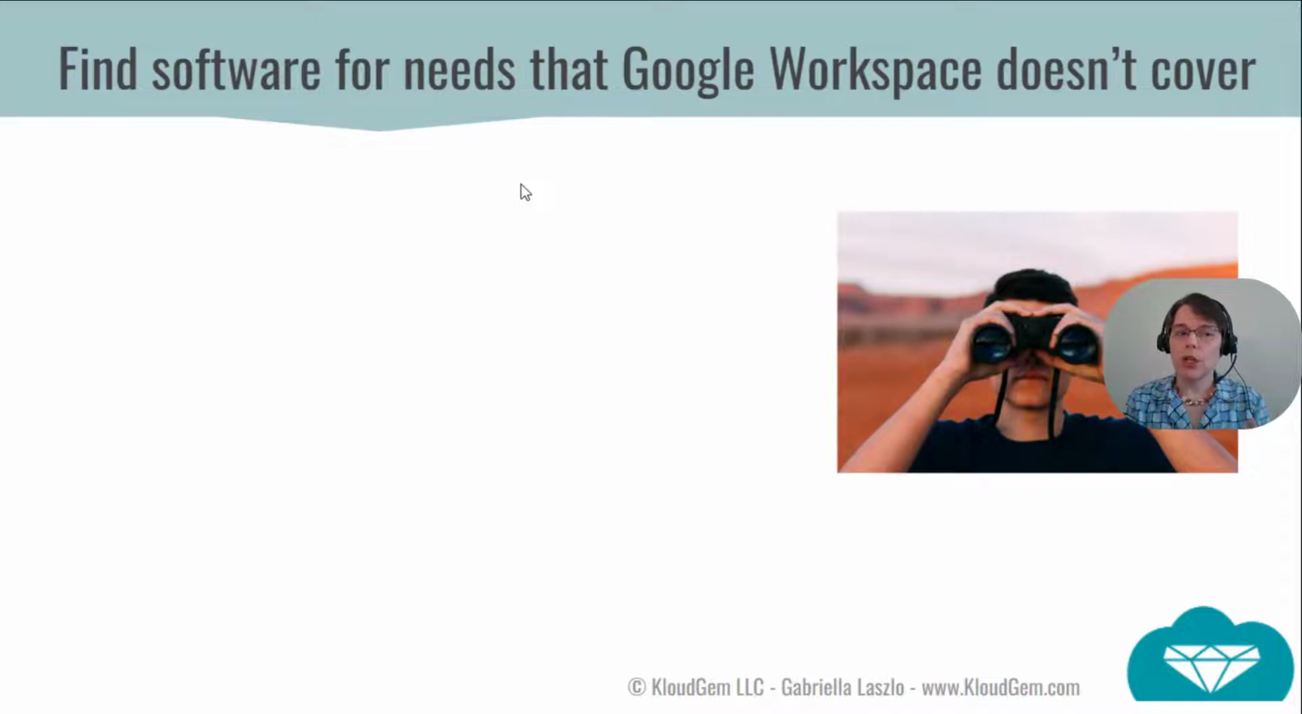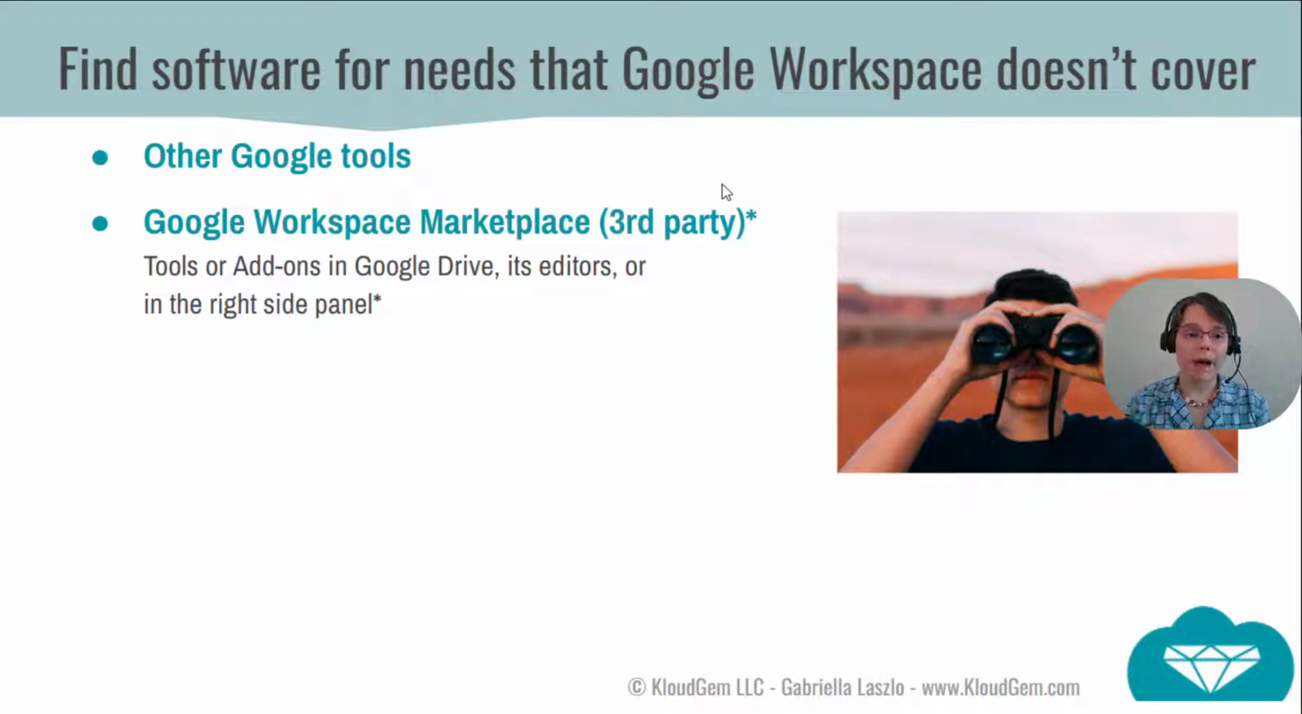But what if you have a need for software that Google Workspace itself does not offer? You have a few options. Right from within your Google Workspace, you can turn on other Google tools that can complement your Google Workspace core tools. You can also find tools by third parties to be added on to your Google Workspace. These can be full-on tools or add-ons in Google Drive or its editors, or they can show up on the right side panel.